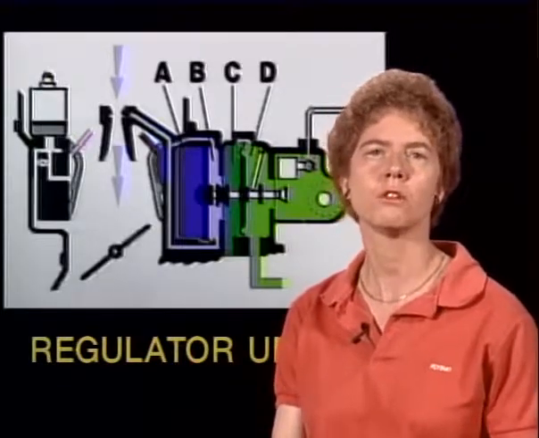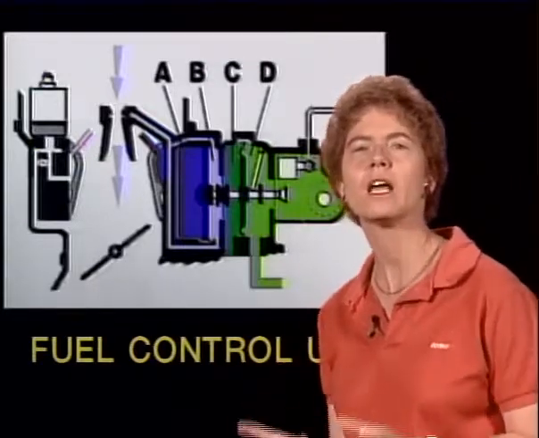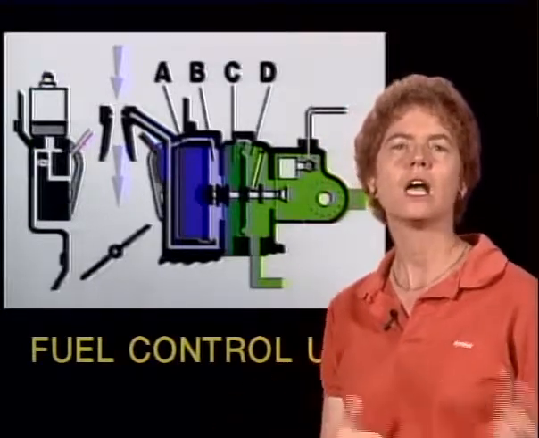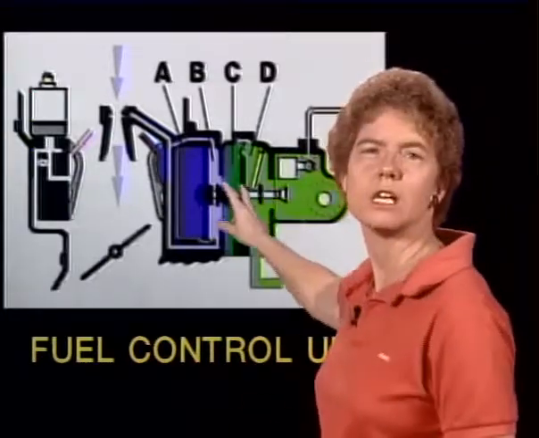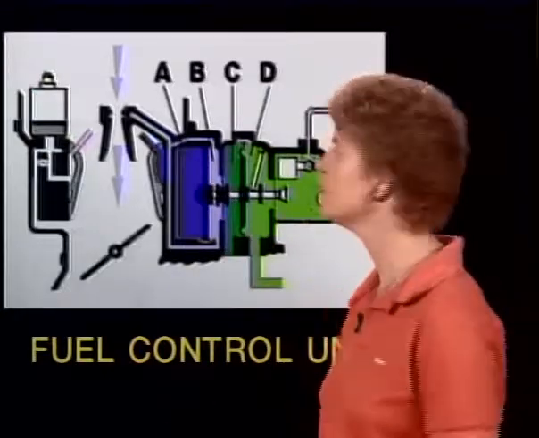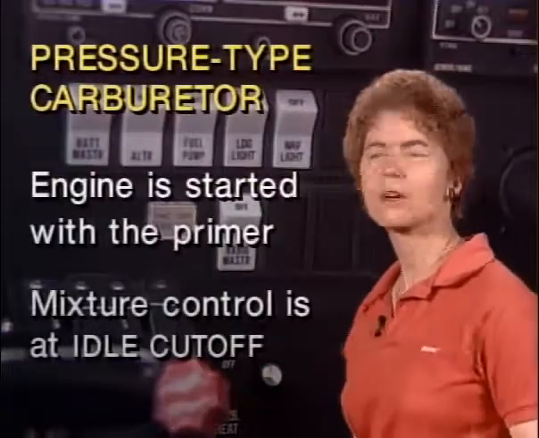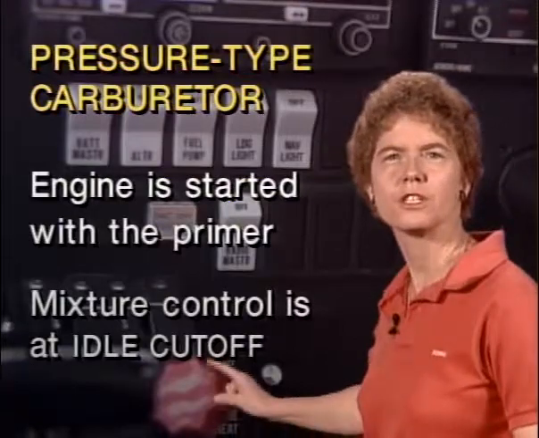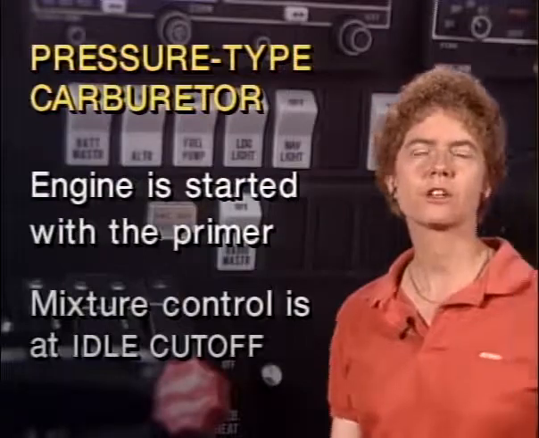And the fuel control unit, which we're not showing here because they don't ask you those kind of detailed questions about it, has the metering jets and valves. What it does is maintain the fuel pressure difference in chambers C and D in order to measure the fuel that you're going to need. And it does it based on the air pressures in chambers A and B. Now, when you're starting an aircraft engine that is equipped with a pressure type carburetor, you start it with the primer while the mixture control is in the idle cutoff position. Then after the engine starts, you move the mixture control forward.